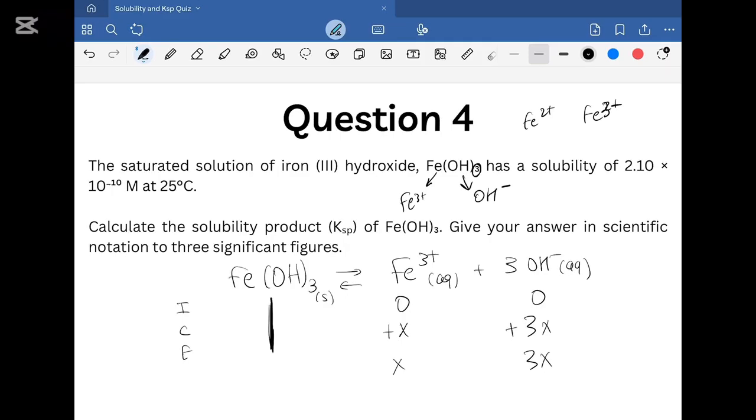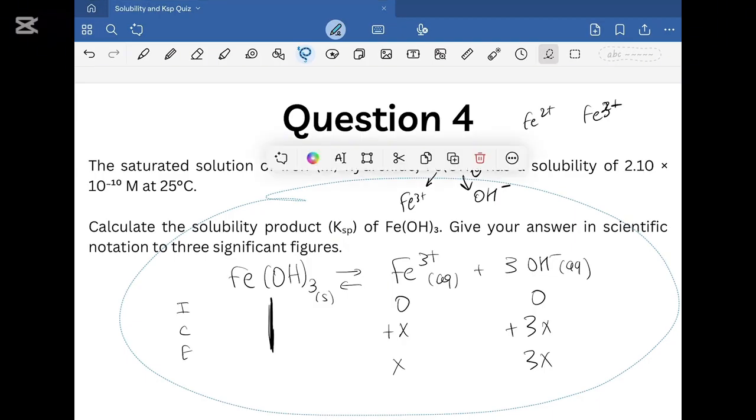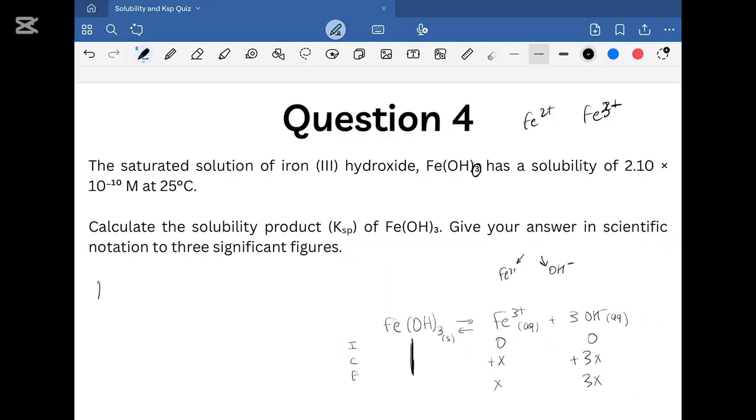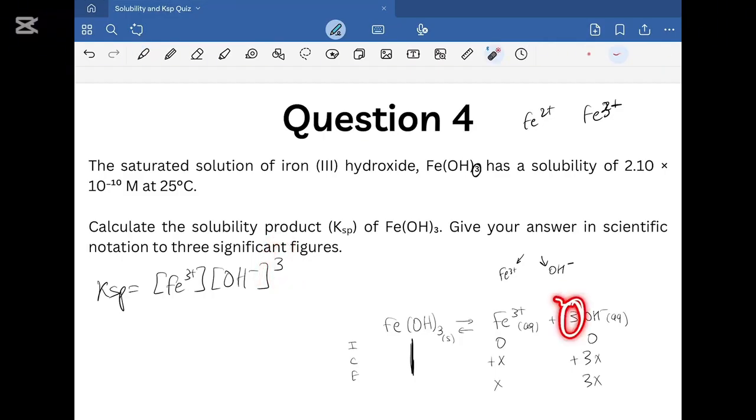I'm going to write the Ksp expression. So the Ksp is going to be equal to Fe3+ multiplied by OH- to the power of 3. And I place the power of 3 since I have the coefficient over here, which is 3. And now we're going to substitute by X. Fe3+ is X, and OH- is 3X to the power of 3. So we're going to get 27X to the power of 4.